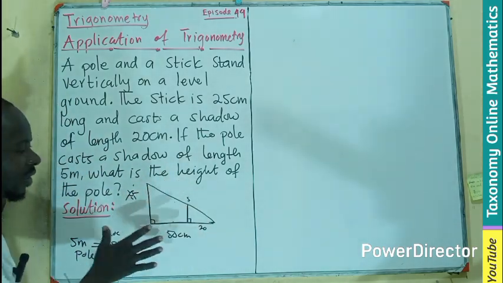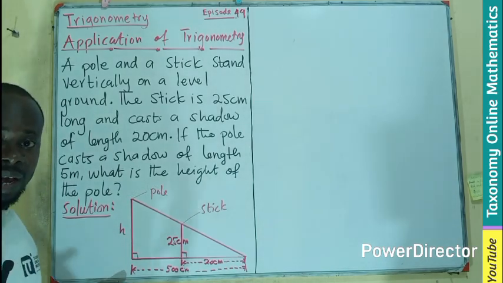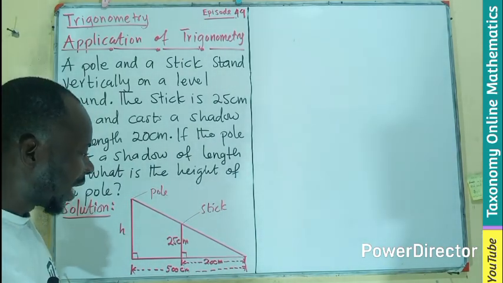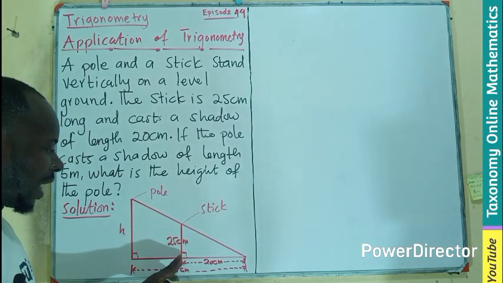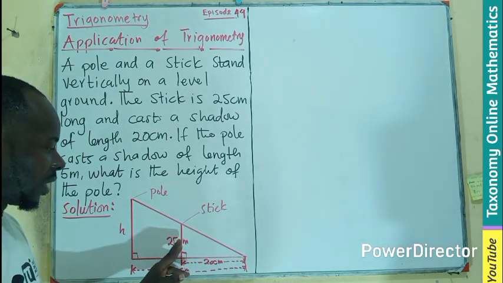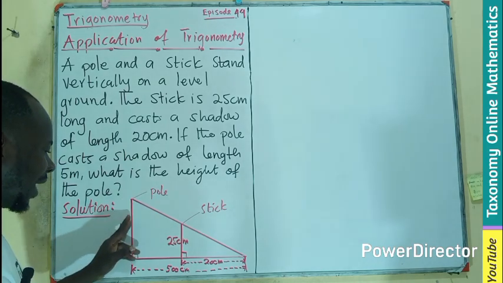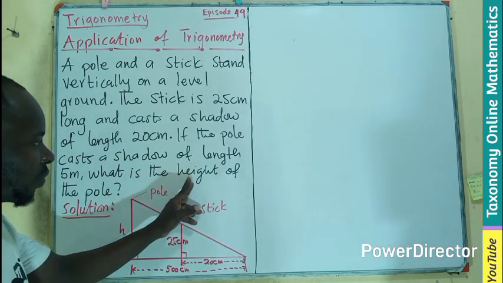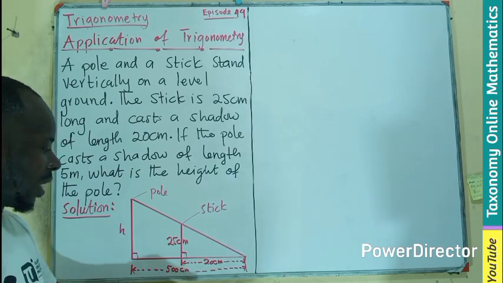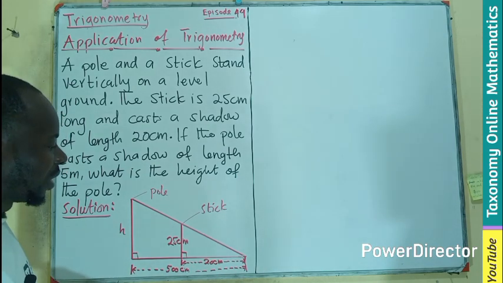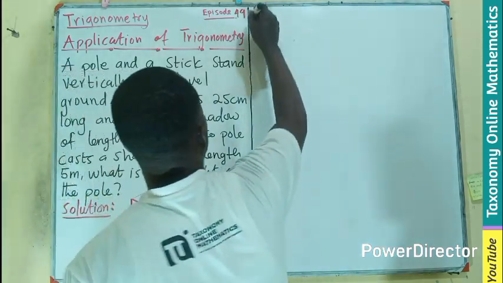So let me redraw this as we look at the direction. Drawing this on a nice scale, this is how the diagram will look. This represents the stick with its length and shadow being 25 and 20 respectively. The length of the pole is not known because we are asked to find the height. Then the shadow cast will be 500 centimeters. So this will give us the idea of a similar triangle.